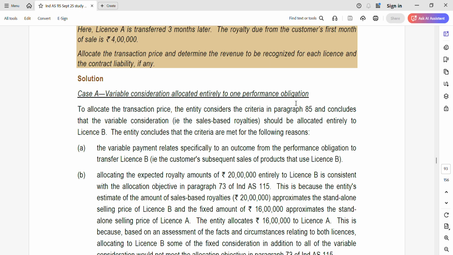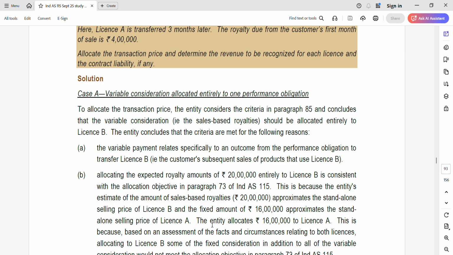And next, allocating the expected royalty amount of 20 lakh entirely to license B is consistent with the allocation objective as per the para of Ind AS 115, because the entity's estimated amount of the sales based royalties, that is 20 lakhs, approximates the standalone selling price of license B, and the fixed amount approximates the standalone selling price of license A. This point is very important from exam point of view.